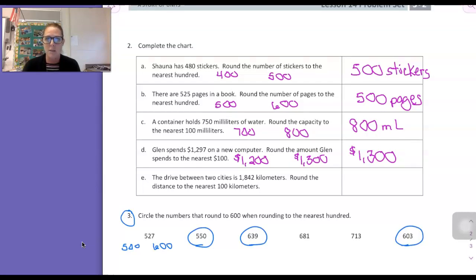Letter E. The drive between two cities is 1,842 kilometers. Round the distance to the nearest 100 kilometers. So the 100 below would be 1,800. The 100 above would be 1,900. 1,842. That's less than my midpoint of 1,850. So we round down to 1,800 and our unit is kilometers.